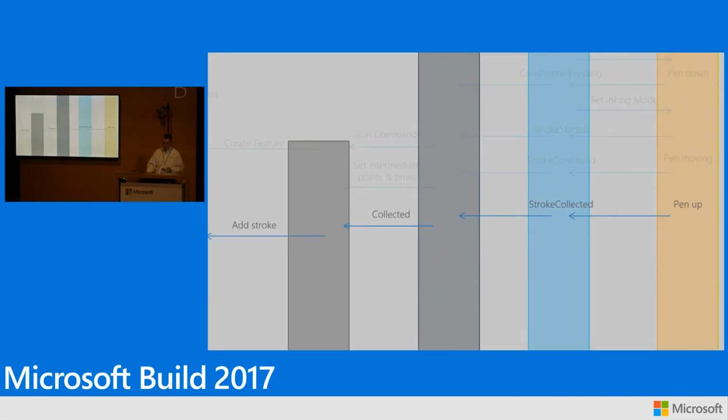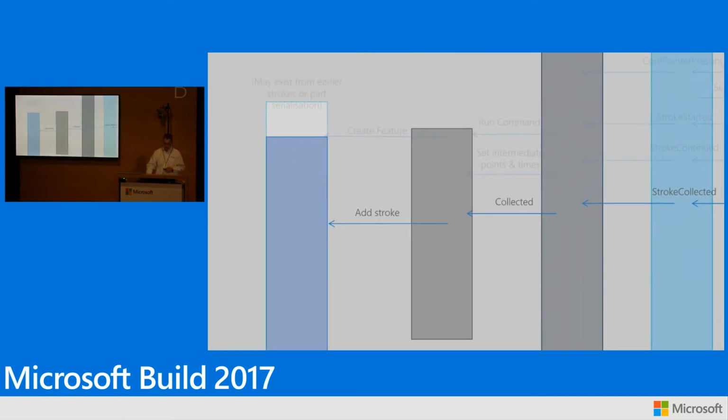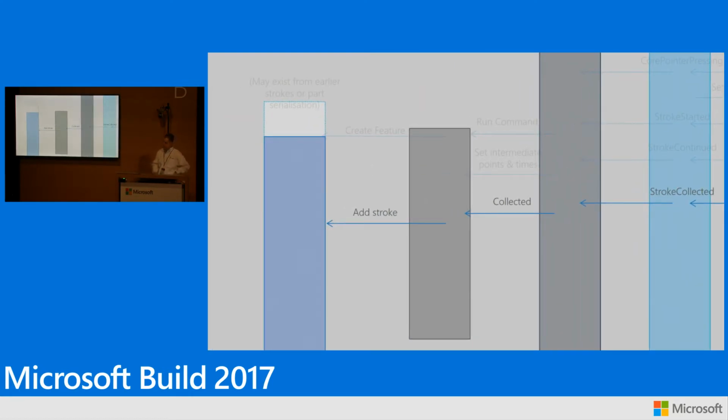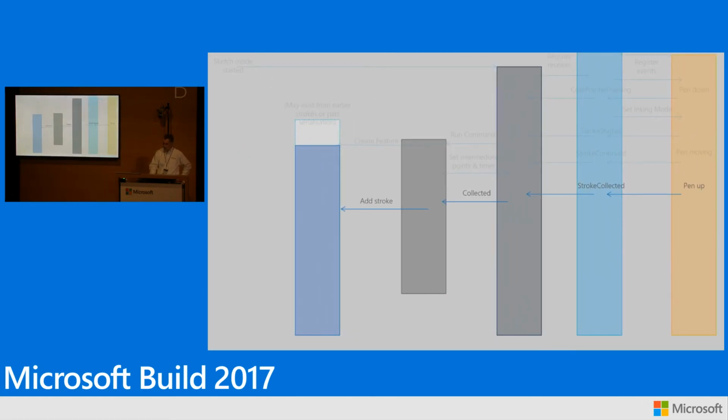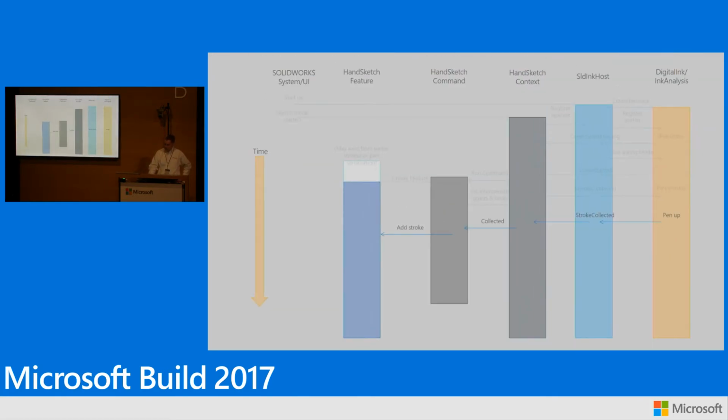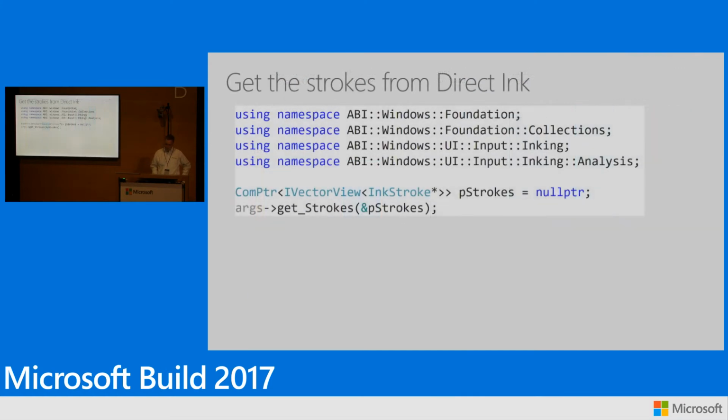And then when you pick the pen up, we get stroke collected events. And over here, the add stroke, are we going to add this into the 3D space, into the 2D space that we're using for our ink. So getting those strokes back, the arguments here, we're calling get strokes and using inking and ink analysis.